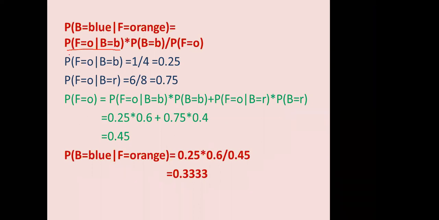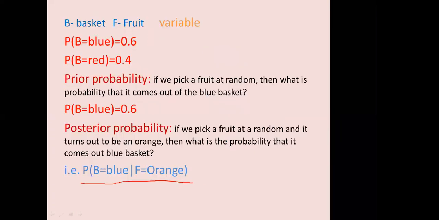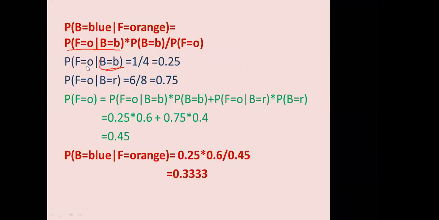First find this conditional probability, that the fruit is orange given it comes out of the blue basket. Here consider the blue basket. It contains 4 fruits, out of which only one fruit is orange. Therefore, the probability that the fruit is orange given it comes from the blue basket is 1/4. And similarly, we can find the other conditional probability.